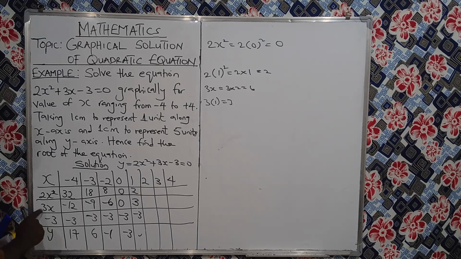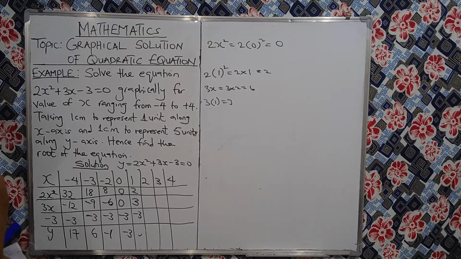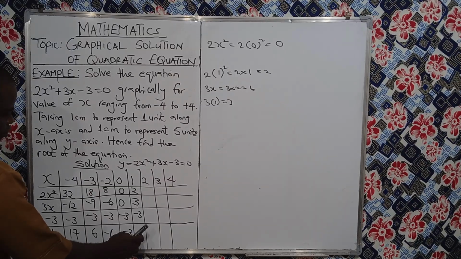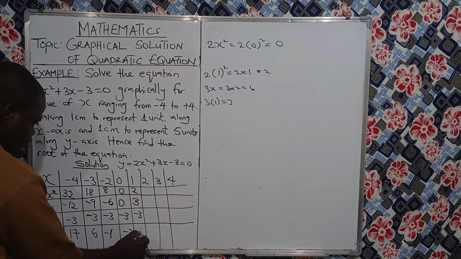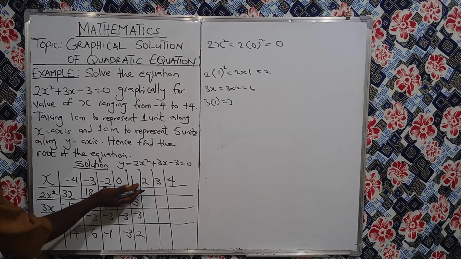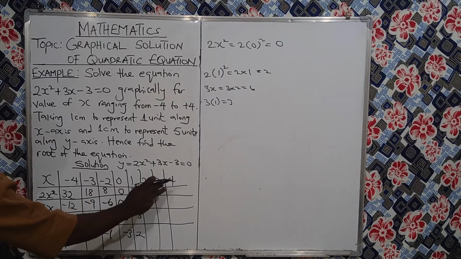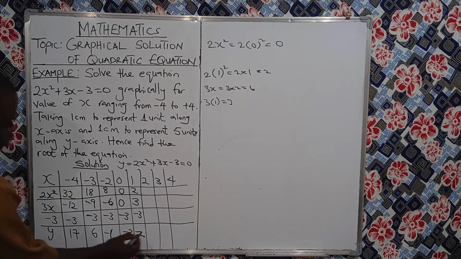Please take note. 3 times 1 is 3. 2 plus 3 is 5. 5 minus 3, that is 2. These are the range, yielding a value of x. Please, let's be very careful when you are substituting the value of x.